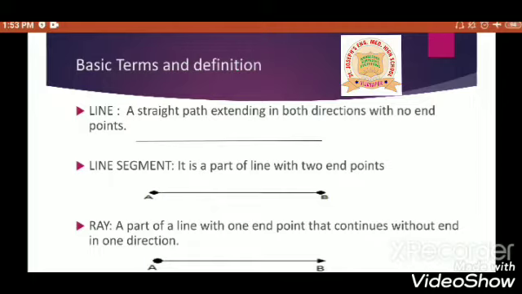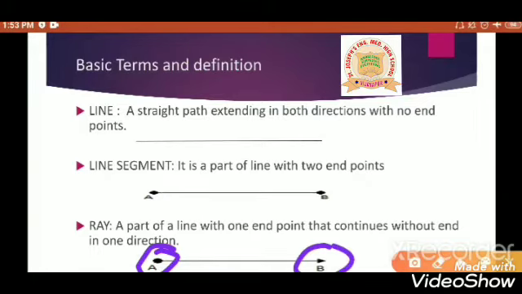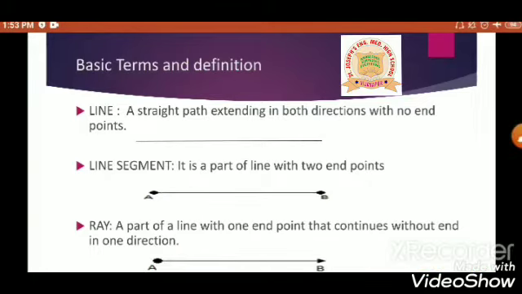Now the third concept is the ray. What is a ray? A part of a line with one end point that continues without end in one direction. Just see the figure. In the figure you can see that there is one end point. On the other side there is an arrow mark, which means it is extended in the other direction.